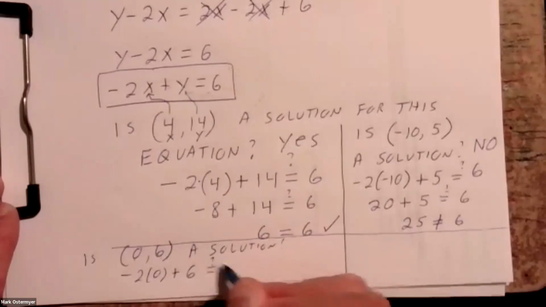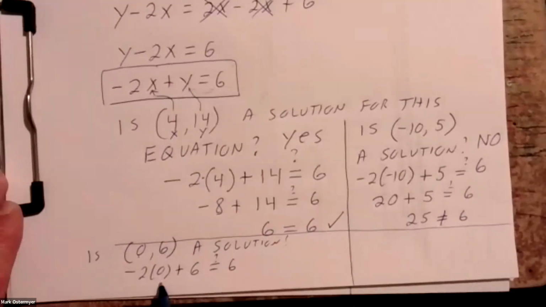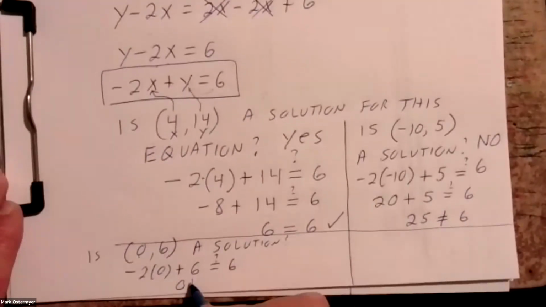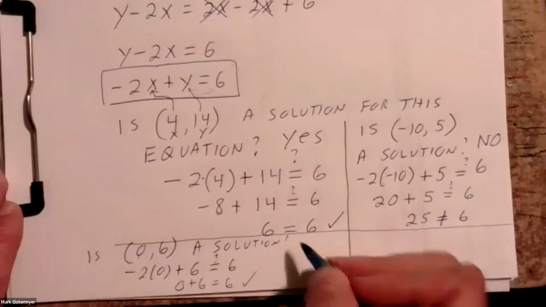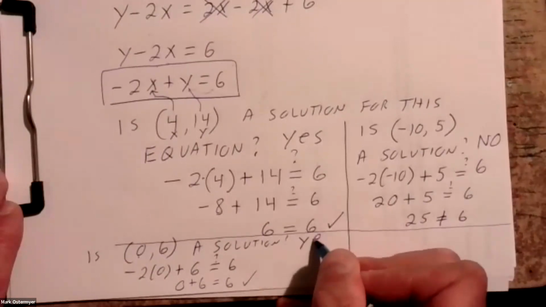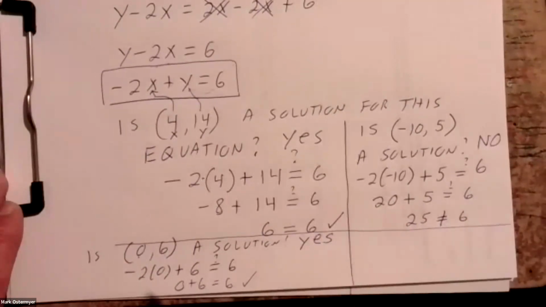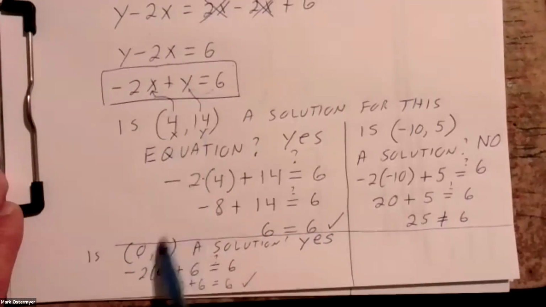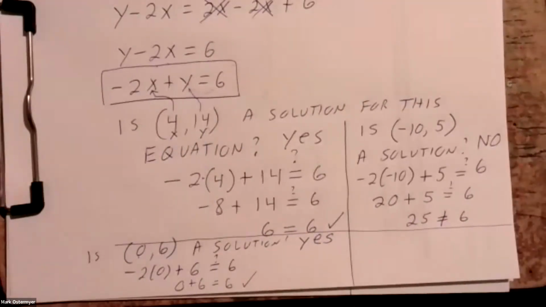Is this equal to 6? Negative 2 times 0 is 0. Is 0 plus 6 equal to 6? Does this work? Looks like it checks out, doesn't it? So the answer is yes. I found another ordered pair solution, (0, 6). So we found two of them, (4, 14) and (0, 6). Do you think that's it? Or can you maybe think of another ordered pair that might be a solution to this linear equation? We found two of them.